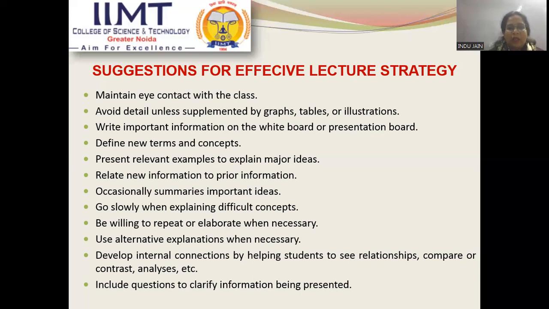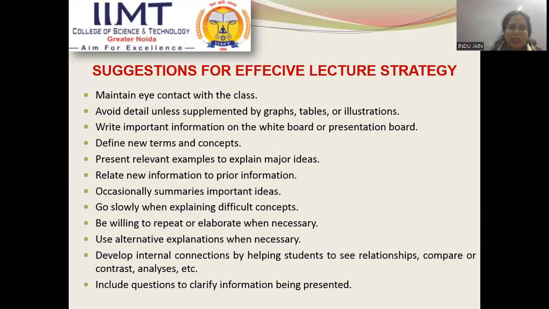Next one is present a relevant example to explain major ideas. With the help of examples, daily life examples further, it is very easy to explain the major ideas.